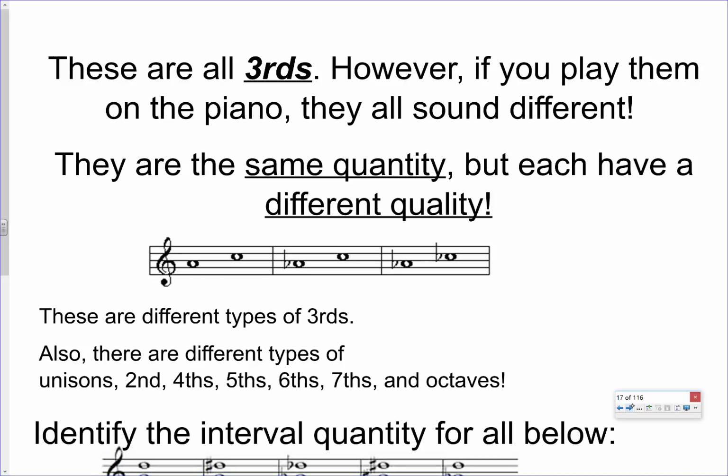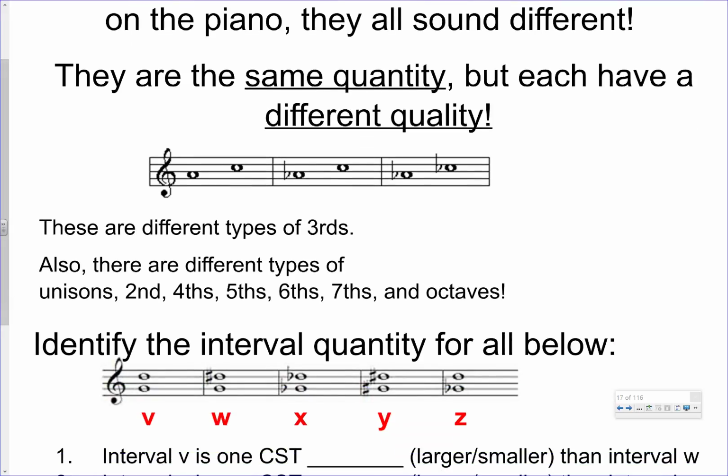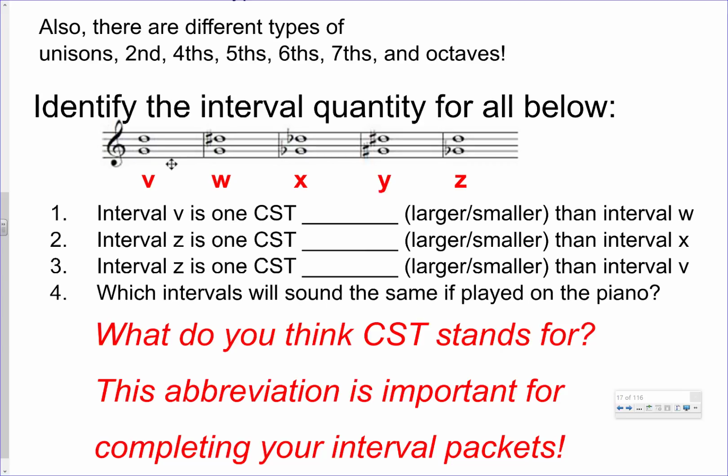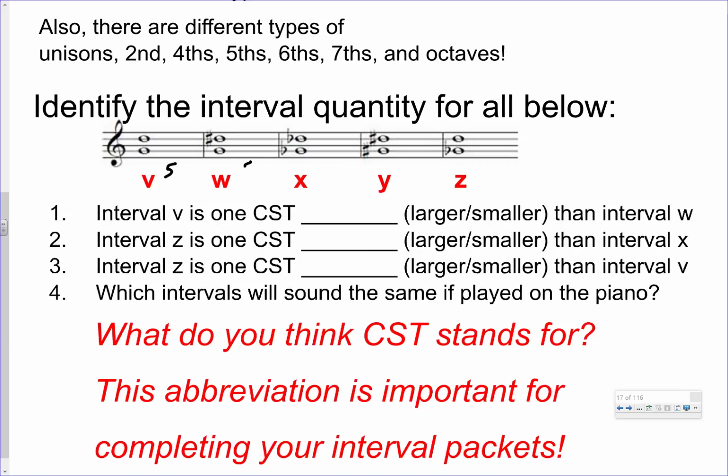What we need to do now is to be able to identify the interval quantity for all below. So here I have 5 intervals, interval V, W, X, Y, and Z. So question 1, the interval V is 1 CST blank, then interval W. First, let's go over what the quantity is for all of these below. It looks as if we're dealing with the quantity of a fifth for all of those.